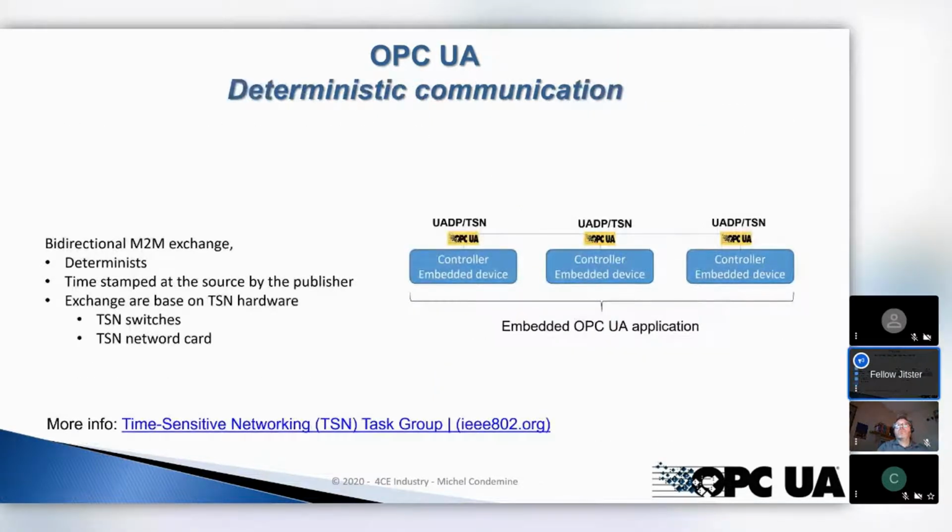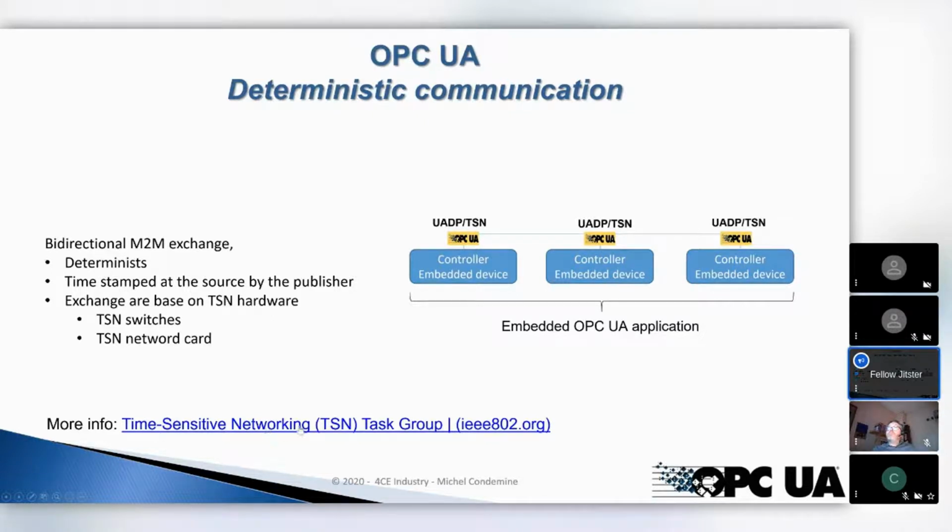So for the three precedent scenarios, I said that it's not deterministic. So now let's try to consider a deterministic scenario. In that case, we just change the hardware. We switch from regular Ethernet cards to a TSN-based card, and we have a UDP over TSN communication between controllers, and in that case, we can do a deterministic solution.